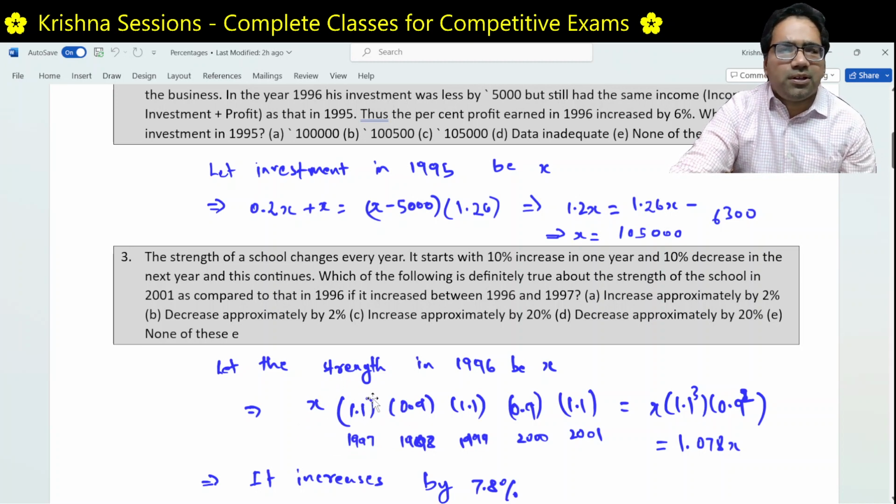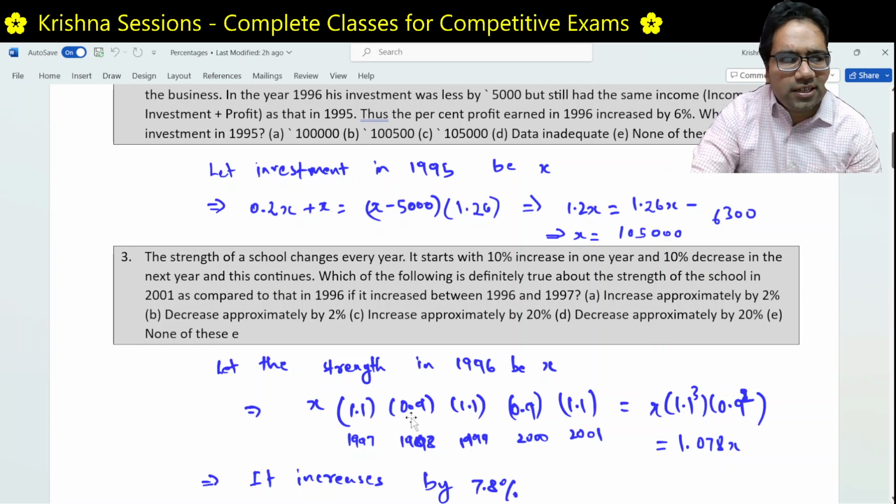That means x into 1.1 into 0.9 will become the population strength at the end of 1998. Similarly, at the end of 1999, what will happen? It will be x into 1.1 into 0.9 into 1.1, because it's again a 10% increase. One year it is multiplied by 1.1, another year it is multiplied by 0.9.